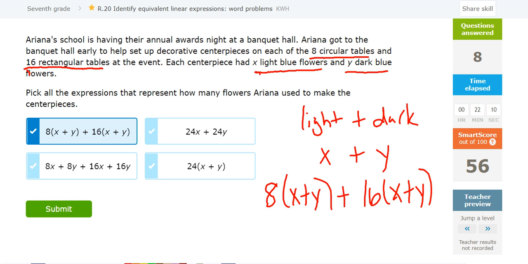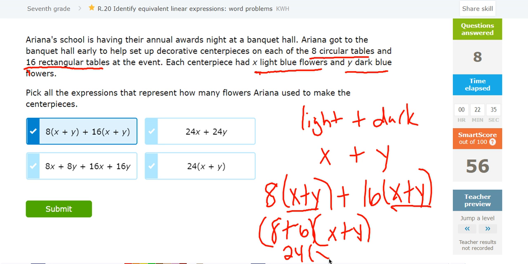So here's 1, got that so far. But now we also recognize that X plus Y and X plus Y are common factors. 8 and 16 are both being multiplied by X plus Y. That means I could rewrite this as 8 plus 16 times X plus Y, and 8 plus 16 is 24 times X plus Y. And there's another answer choice, because there are 24 X plus Y combinations.